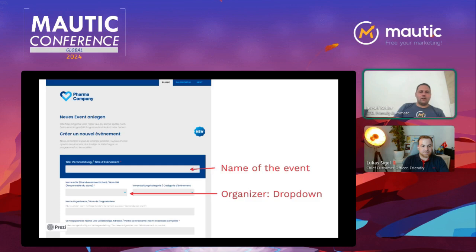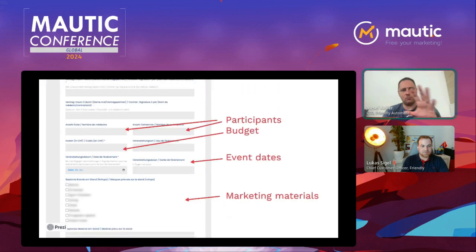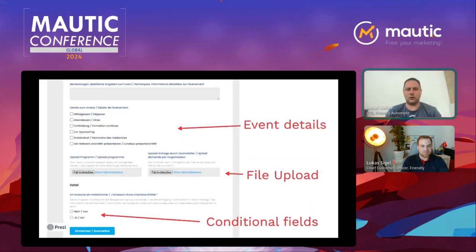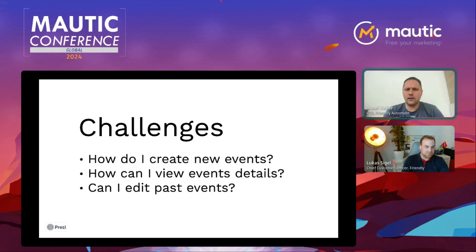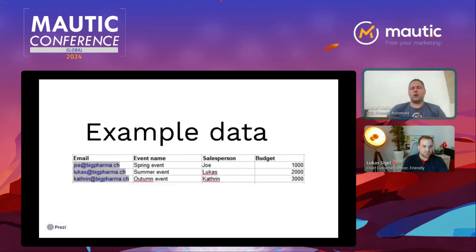Okay, so this is the form we created. We intended to solve the problem of adding new events by creating a form. It's a standard Mautic form where you fill out the name of the event, and you have the organizer as a drop-down. Then you have the budget. Then you fill out dates. It's all just standard Mautic fields. You can upload files. You can have conditional fields, show this and that, and so on. And we did this. So adding the form, the first form where you are creating the events, was already solved. Great. But what about the editing?